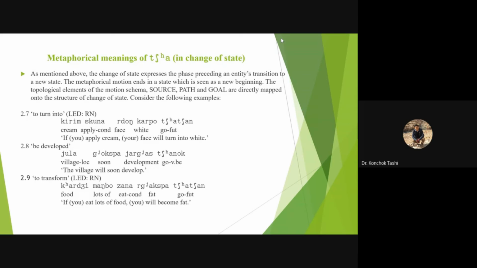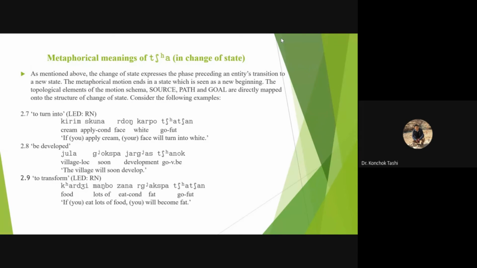As mentioned above, the change of state expresses the phase preceding an entity's transition to a new state. The metaphorical motion ends in the state which is seen as a new beginning. The topological elements of the motion schema, that is source, path, and goal, are directly mapped onto the structure of the change of state. Let's look at some examples.